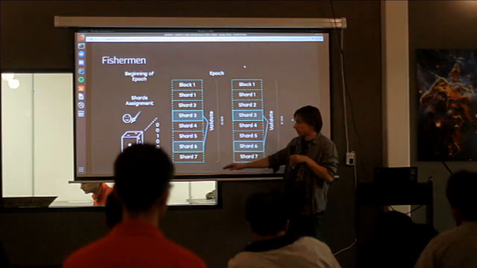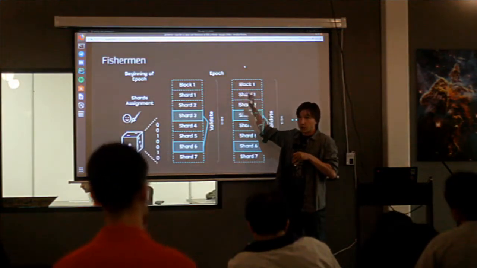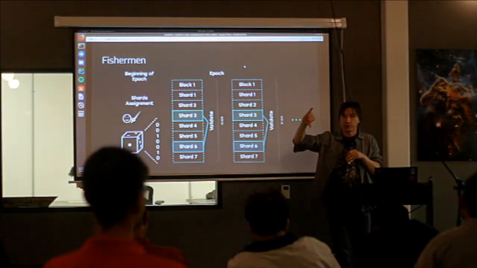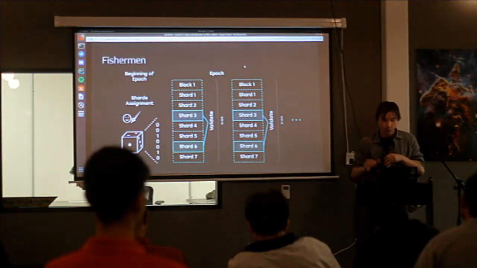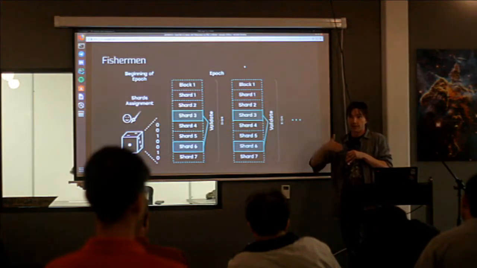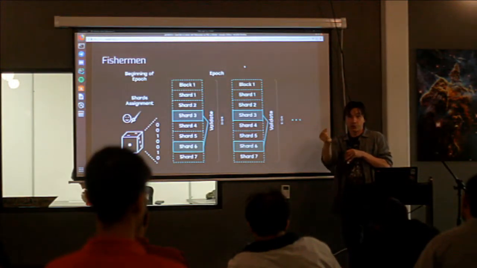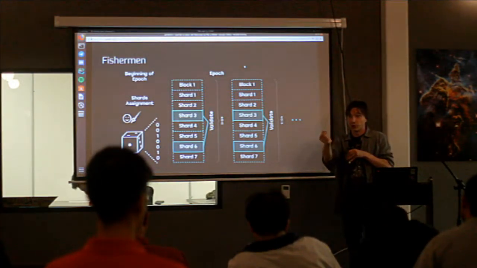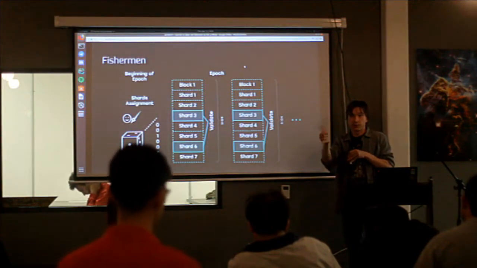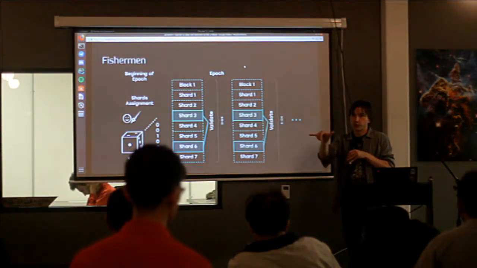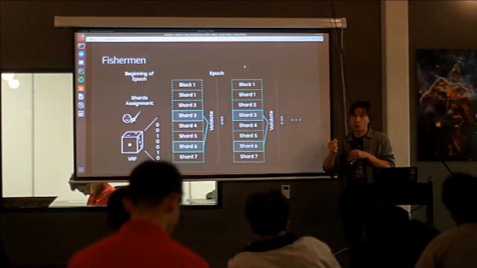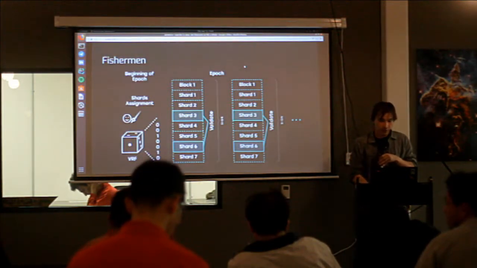And so because they sign on the entire block, they're not signing just on the shards, nobody knows which shards the fisherman is validating. And so let's say you have 1,000 fishermen and they're signing every block, you know that every fisherman is validating 4 shards. So every shard has quite a few. Let's say there's 100 shards, so each shard has 40 fishermen, but you don't know who they are. You don't know whom to corrupt, right?